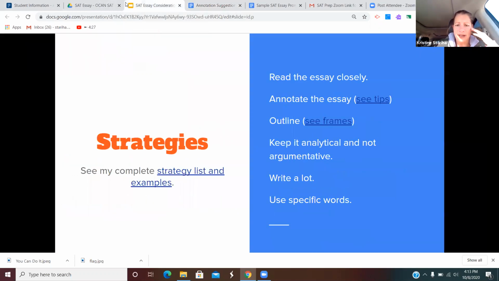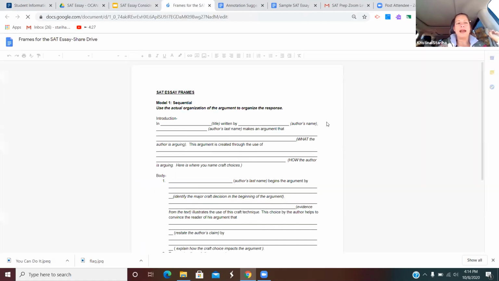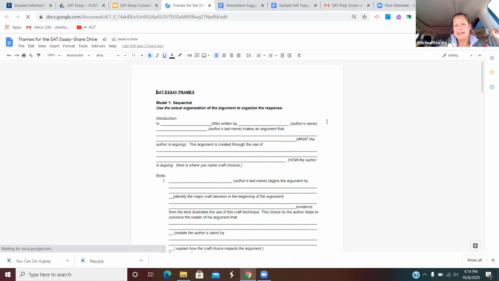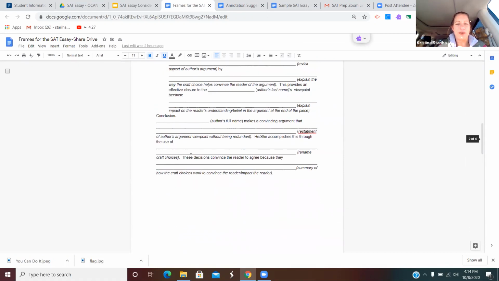Okay, I'm going to go back to the slides. Sorry, skipping. Outline your response before you write it. And I've gone ahead and made something for you guys. And again, if you have time, I highly recommend you practice. I made essay frames for you, all right? You can approach this two different ways. You can approach your writing sequentially, or you can approach it categorically. I'll explain briefly what those differences are.